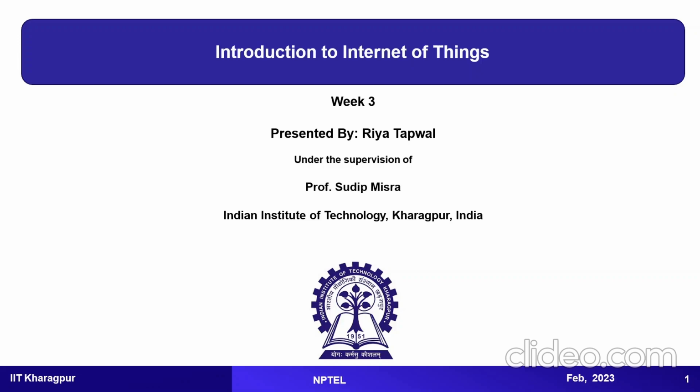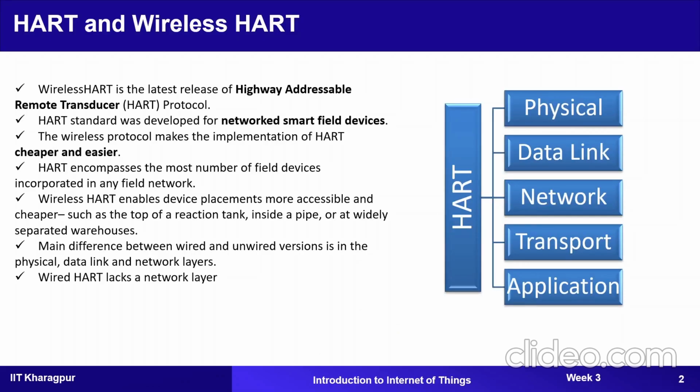HART encompasses the largest number of field devices incorporated in any field network. Field devices are your sensors, actuators, PLCs, all those things. Wireless HART makes device placement more accessible and cheaper, for example on the top of a reaction tank, inside a pipe, or in widely separated warehouses. For all the devices placed in such areas, communication between them can be made possible with the help of wireless HART.